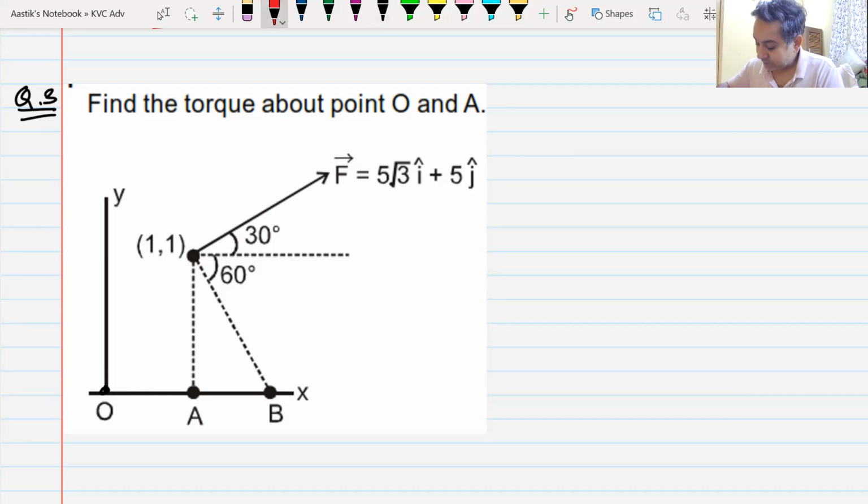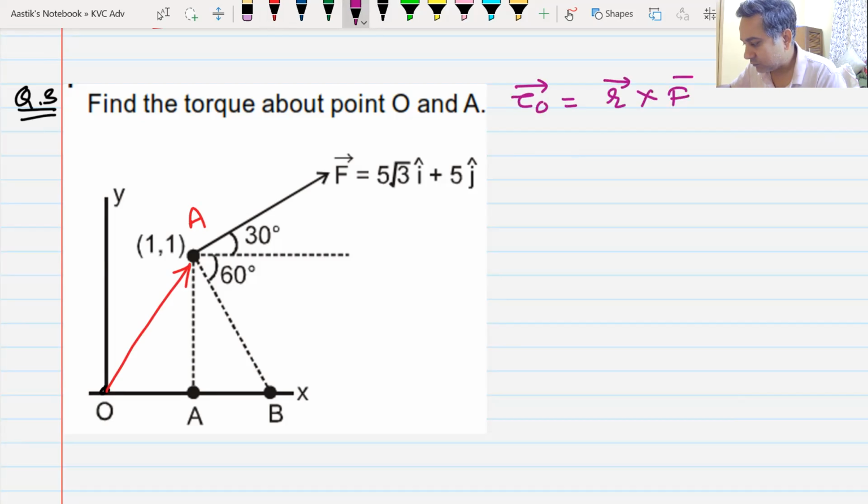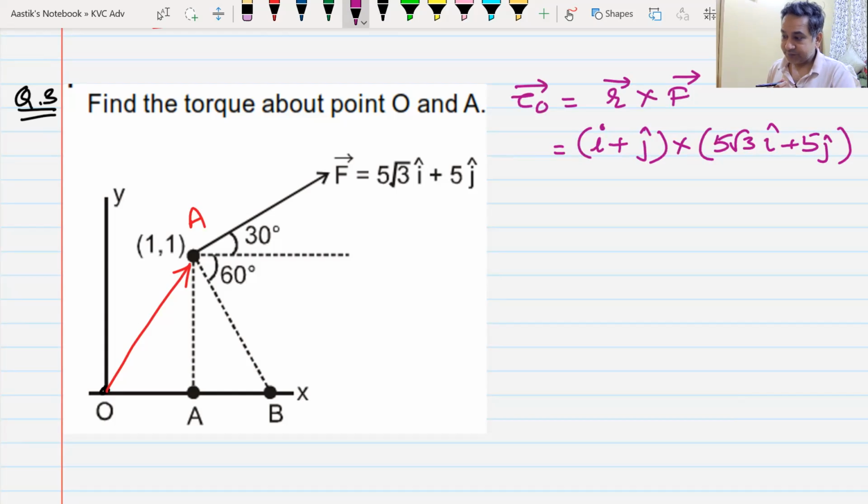First case, you have to find the torque about O. So you can do it in various ways. I will tell you way number 1. Torque about the point O can be written as R cross F. Yes or no? Now this R vector is I plus J. Yes or no? That has to be crossed with 5 root 3 I plus 5J, and you will get the answer. Do we understand this? Yes, sir.